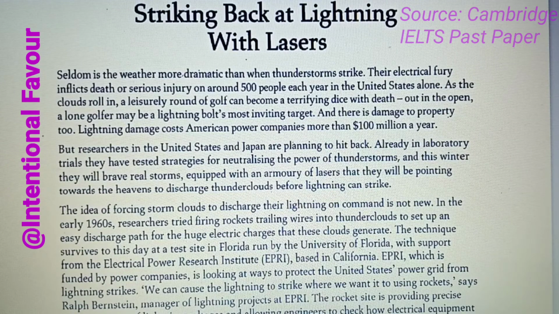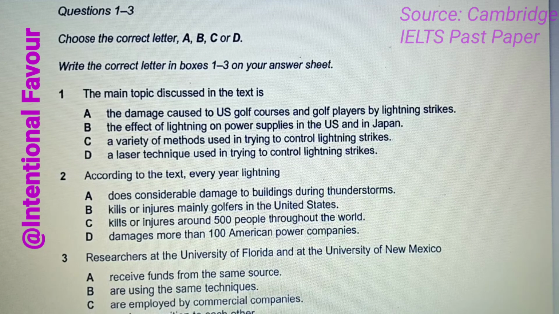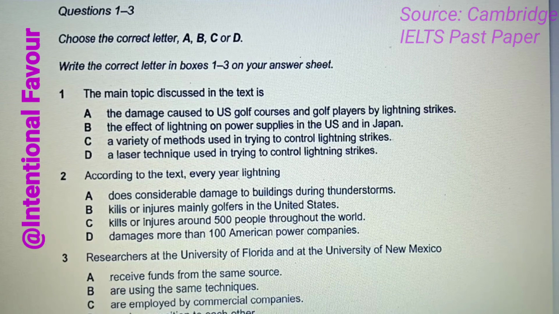And this is our text right in front of us. Striking back at lightning with lasers. And these are the options. The damage caused to US golf courses and golf players by lightning strikes. The effect of lightning on power supplies in the US and in Japan. A variety of methods used in trying to control lightning strikes. And a laser technique used in trying to control lightning strikes. You can see there's one common thing in all the options except option B, lightning strikes, okay?